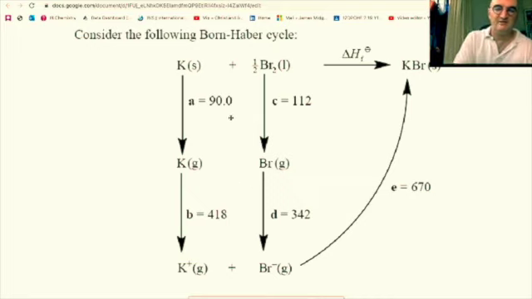Thank you. Right, Ollie, since you're on, you can answer the rest of the questions now. So what's this process here? That's the first ionization energy. Good man. What's this process here? Half Br2(l) to Br(g).